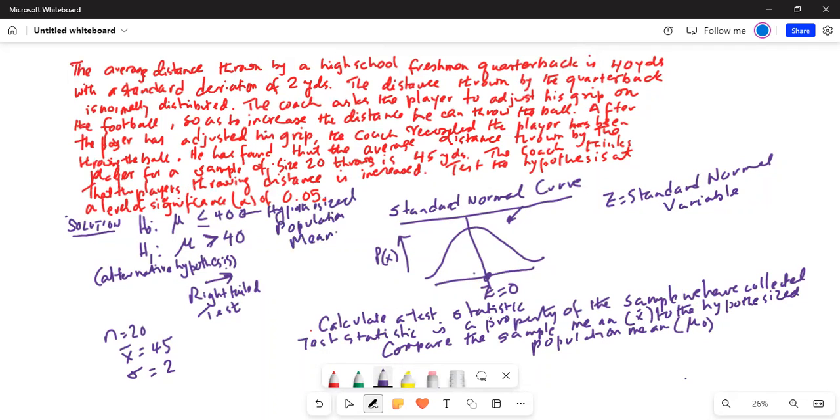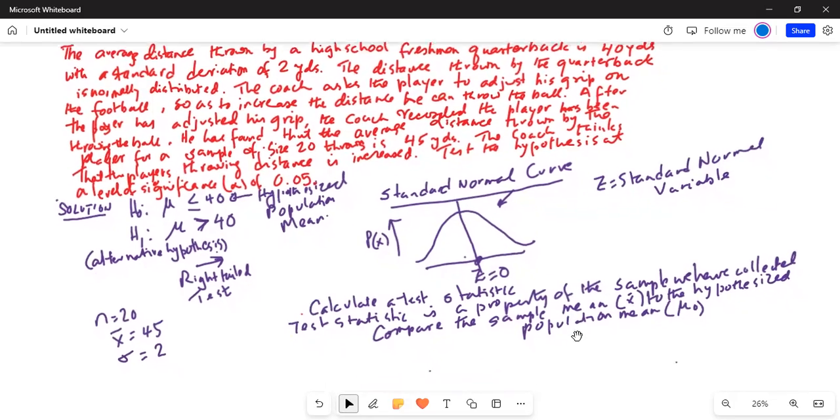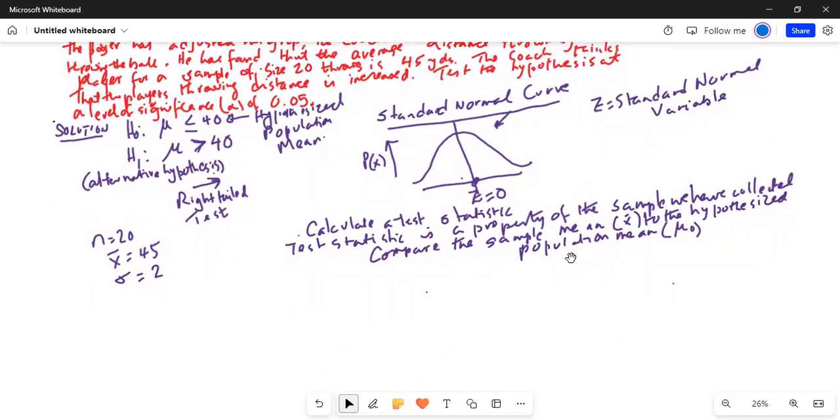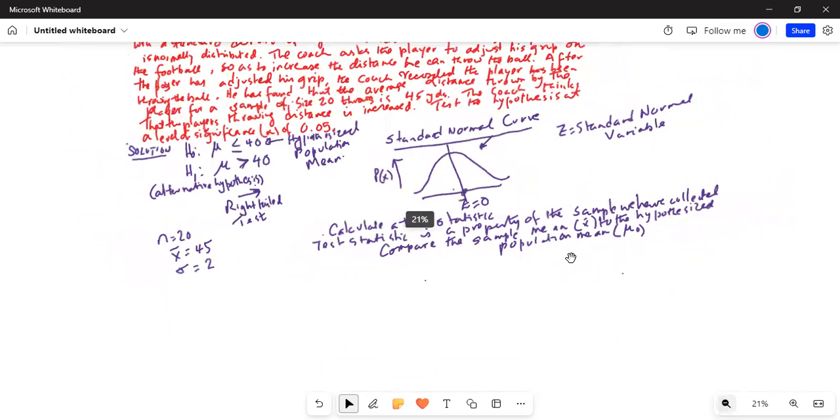Okay. So let me move this a little bit up. That's all the information I want. I can also reduce it a little bit. And then I'll go back to my blue pen.